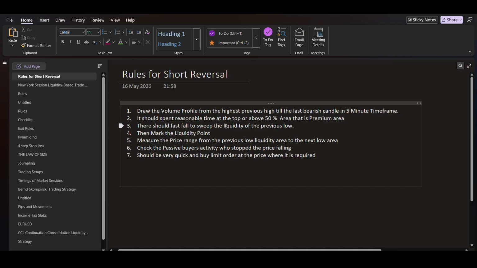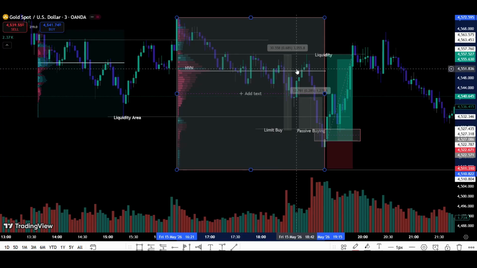This should be a fast fall to sweep the liquidity of the previous low. The previous low can be of the previous day, the previous week, or the previous low just before that move. Then mark the liquidity point of the previous low, measure the price range from the previous low liquidity area to the next low area, and check the passive buyers' activity who stepped in to stop the market. It should be very quick, with a limit buy order at the price where fair value is required. This is the area.